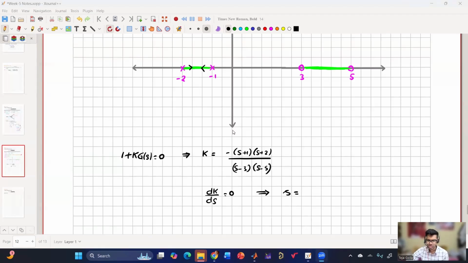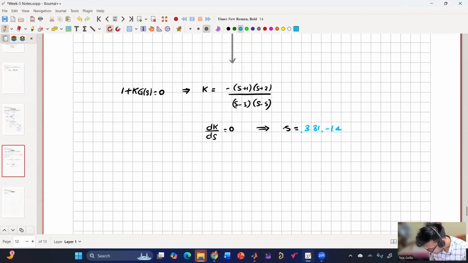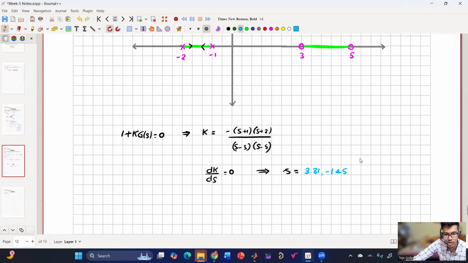Yes, sir. Okay. Just to save time, I am not solving this. I'll directly give what s you will get. You can solve during your leisure time because I would like to solve one more problem. This is just math that I'm pretty sure you will be able to solve. So this is 3.81 and minus 1.45. Let us see the location of 3.81 and minus 1.45.